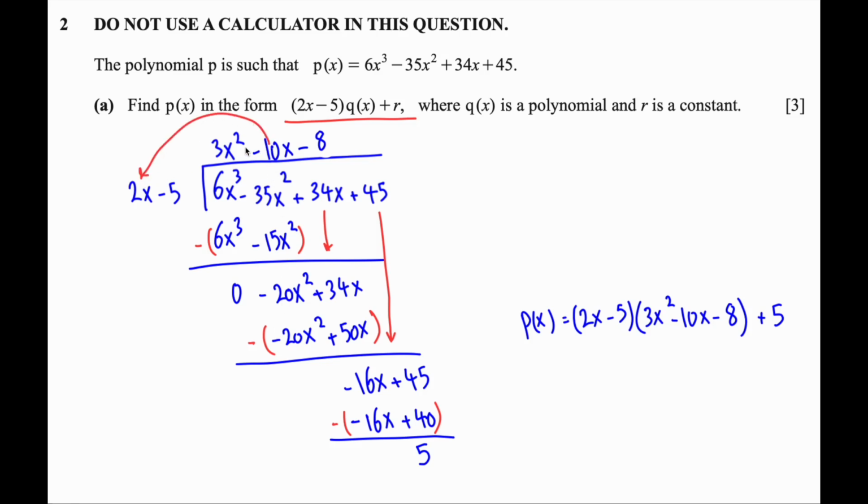You multiply that by 2x and then you multiply it by -5 and you get positive 50x. You need to subtract it from the expression above and you end up with -16x. You bring the constant down now. And lastly, how many 2x's can go into -16x? That would be -8. You perform the multiplication again. The x term is gone and now you're only left with the remainder. So r would be 5. So my q(x) would be 3x squared minus 10x minus 8.